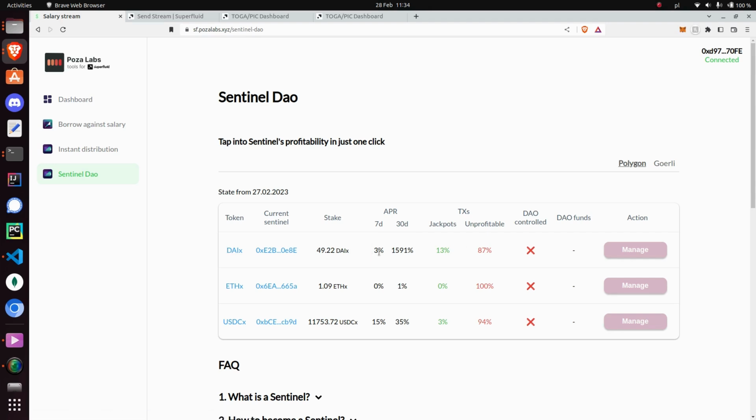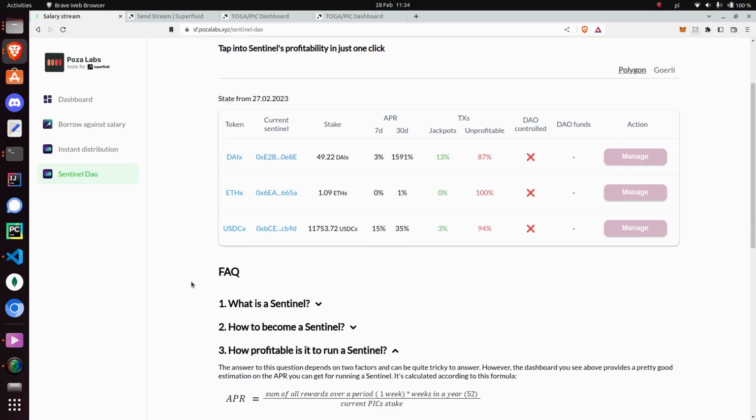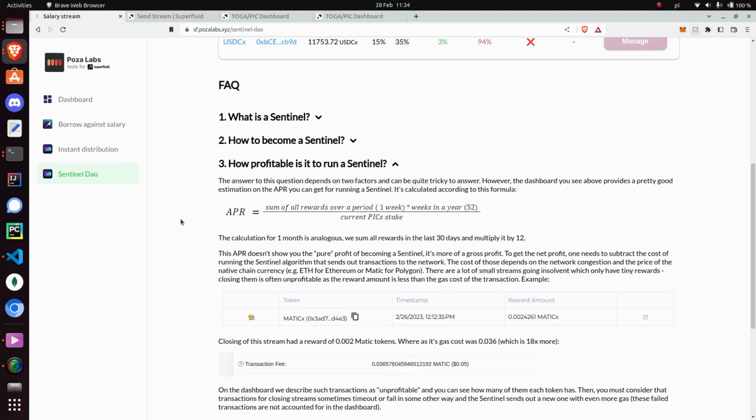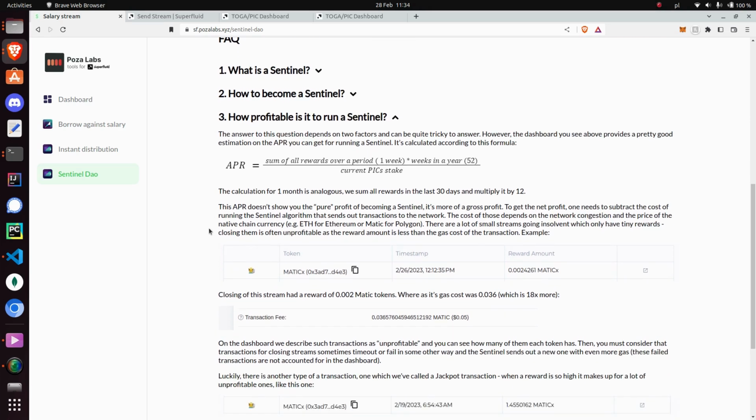For example, if we take a look at the 30-day APR that is projected for DAI, that we've summed up, you can see that it's over 1500%. And now let's get to the details of that, and let me explain to you why it's probably so high. The calculation of the APR is not so straightforward as just summing up those rewards and doing this calculation. There is actually a little bit more to it.